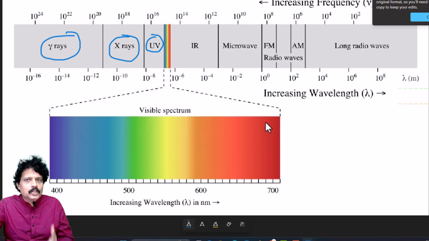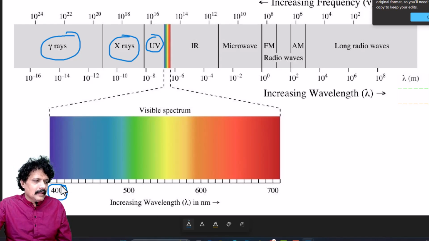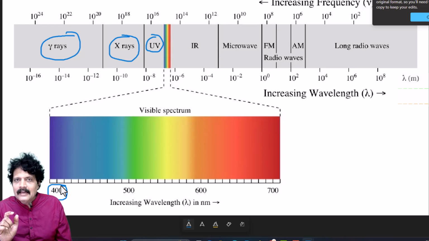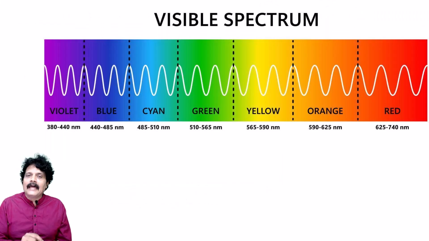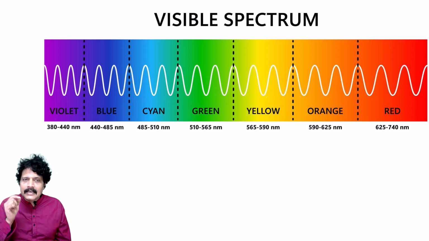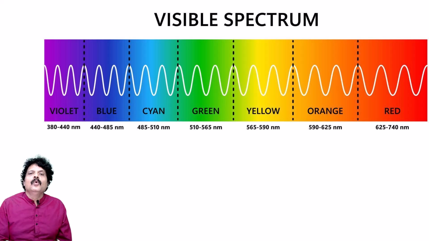So light is a human sensation to a particular wavelength of light. For example, if 400 nanometer light comes and falls on our eye, we are going to sense it as violet color. If 480 nanometer wavelength light comes and falls on it, we are going to sense it as blue. If 520 nanometer wavelength light comes and falls on our eye, we sense it as yellow. If 7000 Angstrom units comes and falls on our eye, we are going to sense it as red.